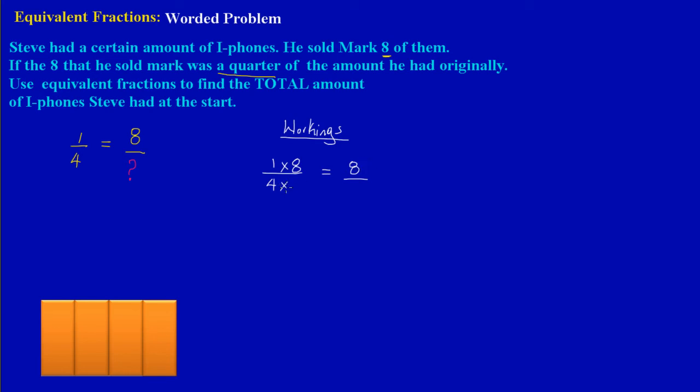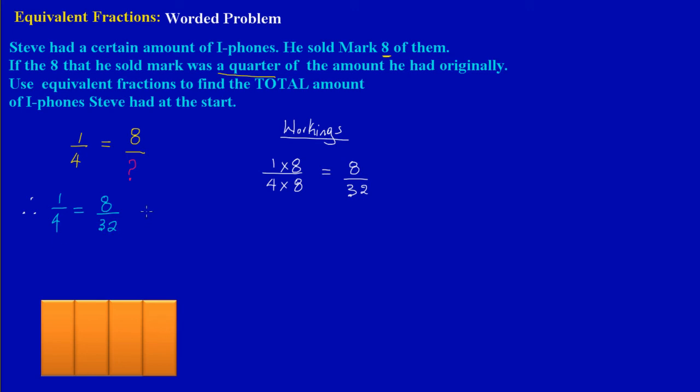So therefore whatsoever I multiply the top by, I must multiply the bottom by the same amount. So 4 times 8 would give me 32. So as easy as that, we have found the amount that he had. So the total amount of iPhones that Steve had at the start would obviously be 32. So therefore we can now state that a quarter is equal to 8 over 32.